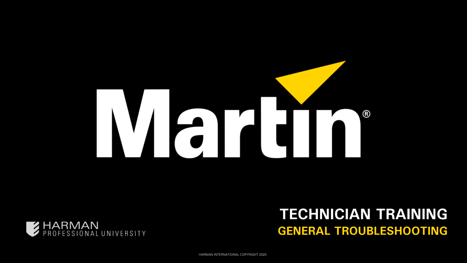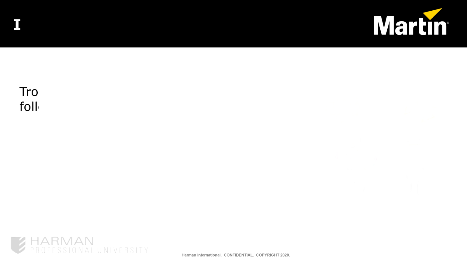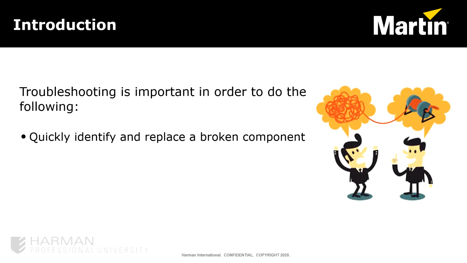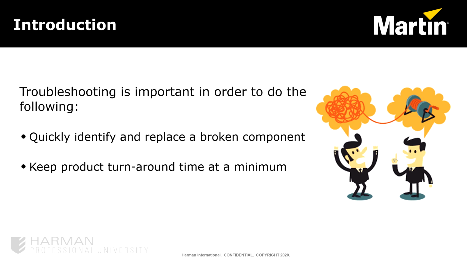Hi, in this video we'll be discussing important information on Martin lighting general troubleshooting. Troubleshooting is important in order to quickly identify and replace broken components and keep product turnaround time at a minimum. If applicable, this video can be accompanied by product-specific troubleshooting guides for the technician to perform product-specific troubleshooting techniques.